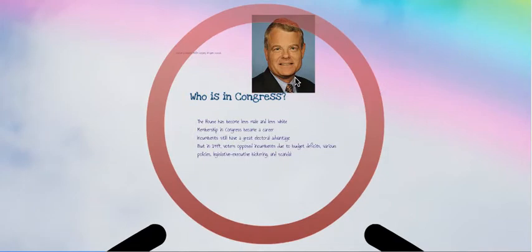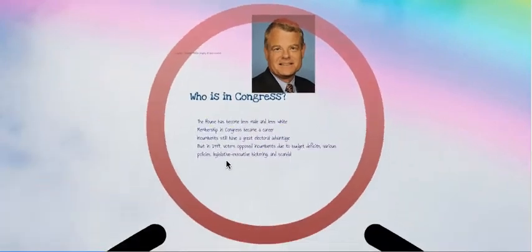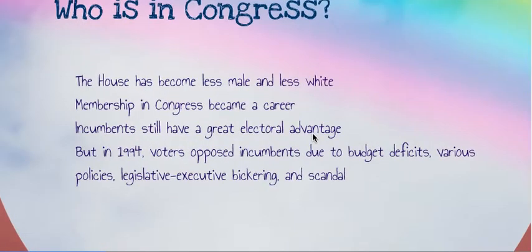Alright, this is Mike McIntyre. He is our representative for our district. And so what's the difference between people in the House and the Senate? So let's talk about those in the House of Representatives. Remember, there are 435, and they're much more representative of the country as a whole in the House. Less male, less white. Membership in Congress usually becomes a career because the incumbents have a huge electoral advantage. I've got a chart coming up to show you how much of an advantage they have.